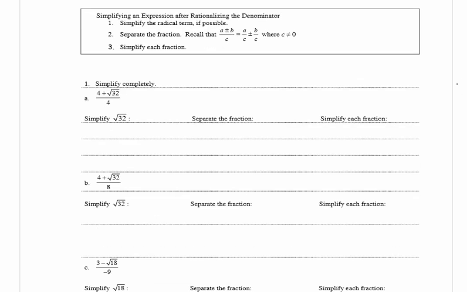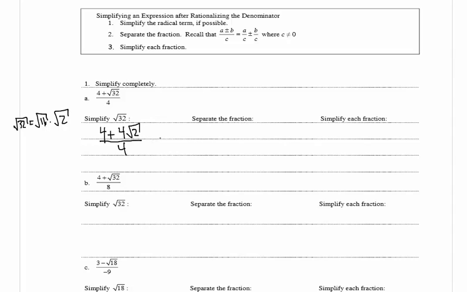In A, we have 4 plus the square root of 32 divided by 4. And the first thing they want us to do is simplify the square root of 32. And remember, we can write the square root of 32 as the square root of 16 times the square root of 2 by splitting the radical. So the square root of 16 is equal to 4. So we can write this as 4 plus 4 square root of 2, all divided by 4.